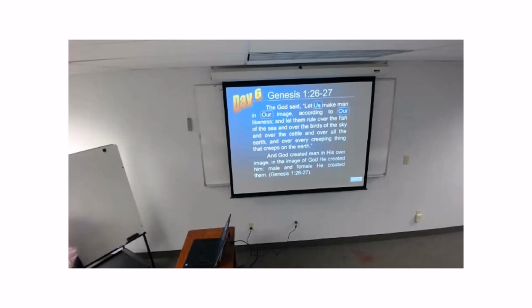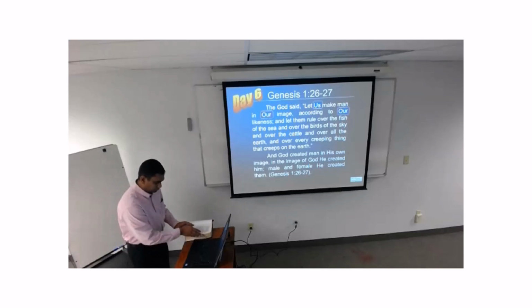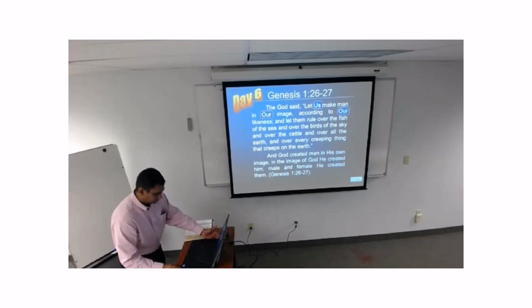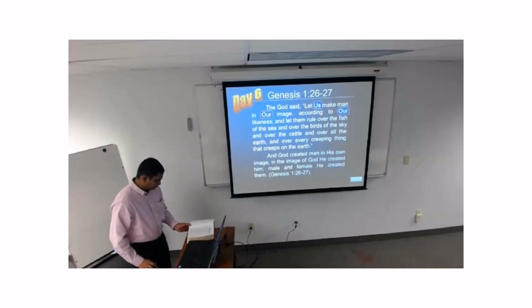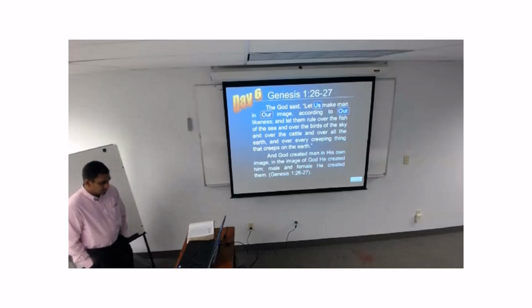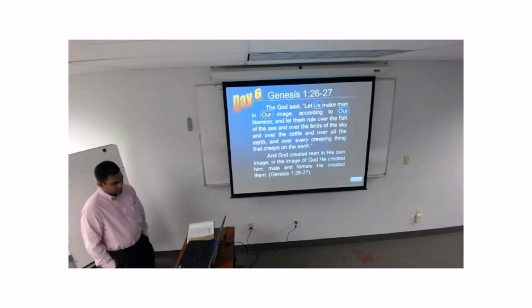God said, let us make man in our image according to our likeness. And let them rule over the fish of the sea and over the birds of the sky, and over the cattle and over all the earth, and over every creeping thing that creeps on the earth. And God created man in his own image. In the image of God, he created him. Male and female, he created them. Thank you.